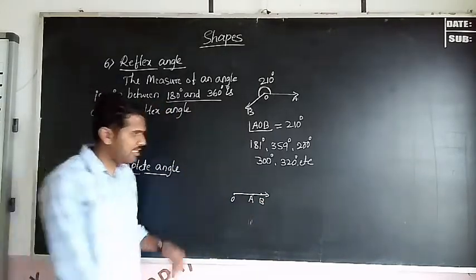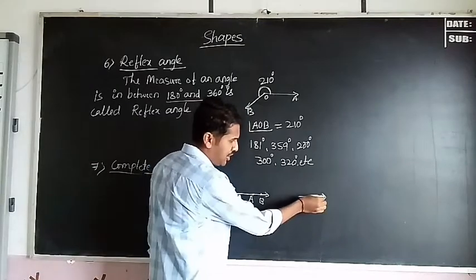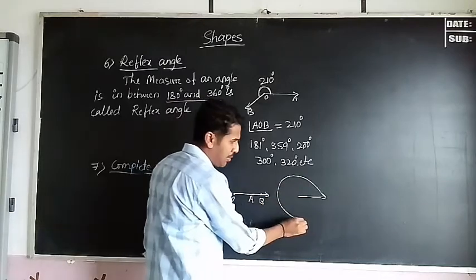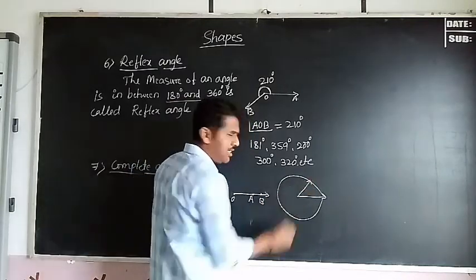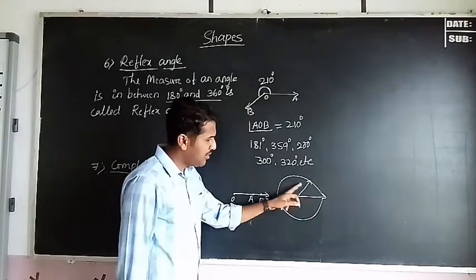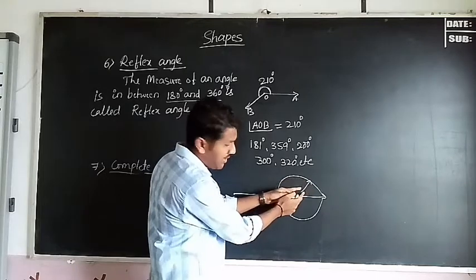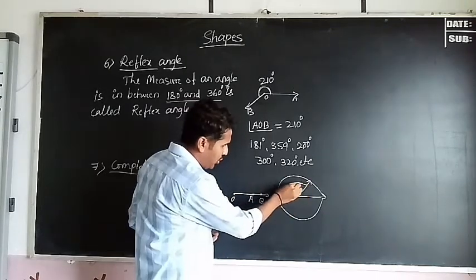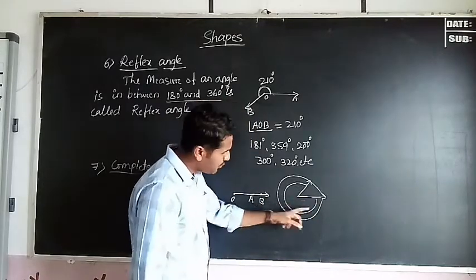So first, this is the initial ray. The initial ray moves towards the left side and comes back to its original position. If it is here, this is an acute angle. Initial ray, final ray. The initial ray moves towards the left side. The final ray lies in between 0 degree and 90 degree. Like this, it is moving towards its original position. It comes back to its original position.